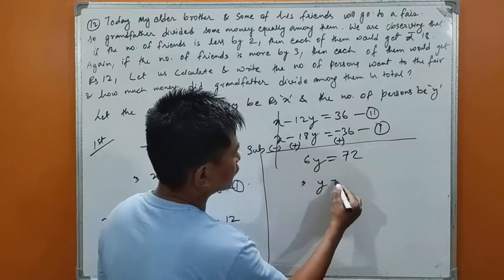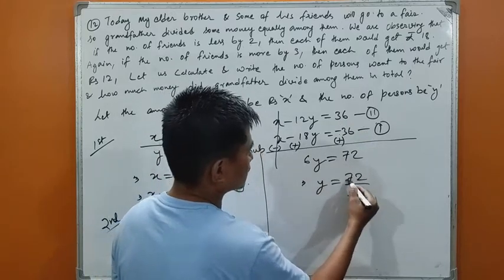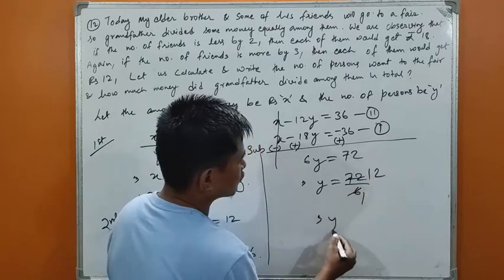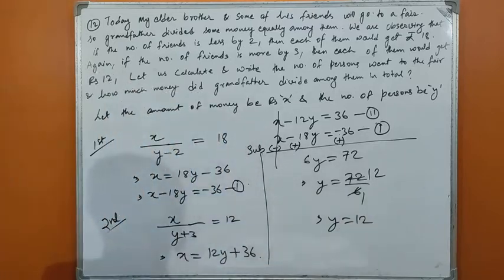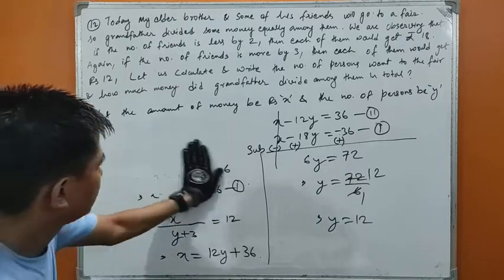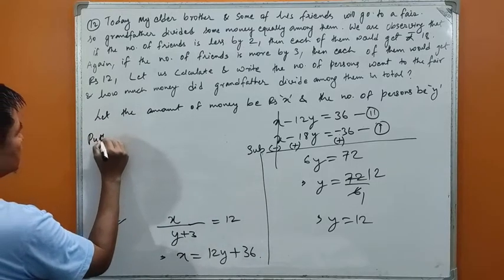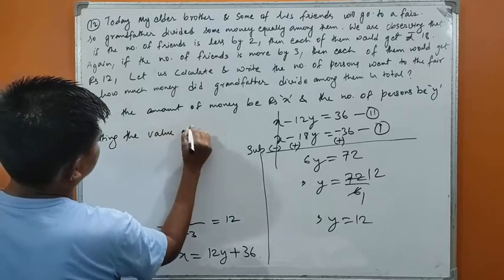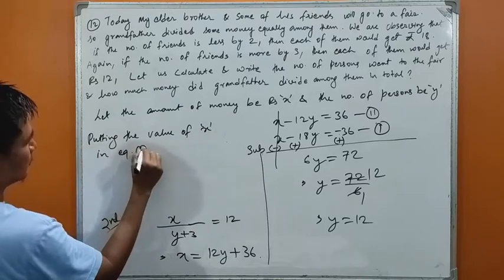So Y equals 72 upon 6. 6 times 1 is 6, 7 minus 6 is 1, 6 times 2 is 12. Y means the total number of persons, isn't it? So Y is 12. There were 12 boys there. Let me erase this and find the value of X as well.